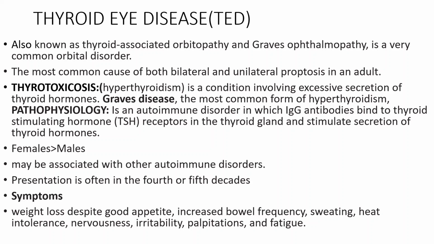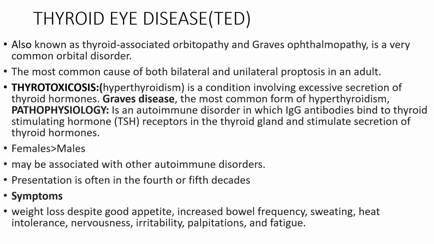The thyroid eye disease is one of the most common diseases which results in the proptosis of the eye. It is also known as thyroid-associated orbitopathy and Graves' ophthalmopathy. It is the most common cause of both bilateral and unilateral proptosis in adults. Thyrotoxicosis is a hyperthyroidism involving excessive secretion of the thyroid hormones. The Graves' disease is the most common form of hyperthyroidism.